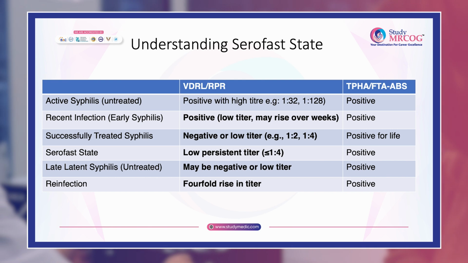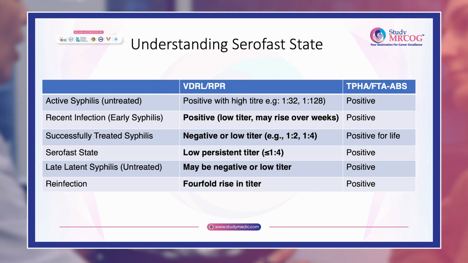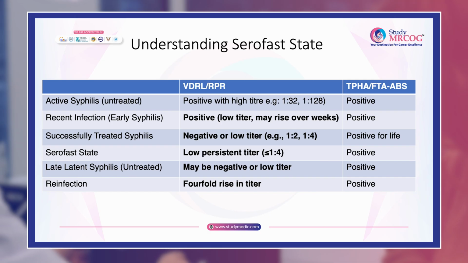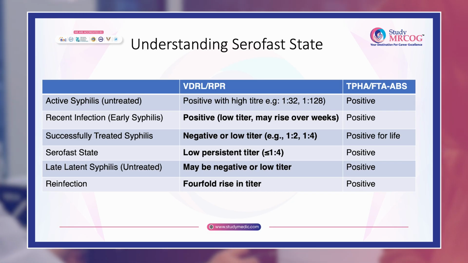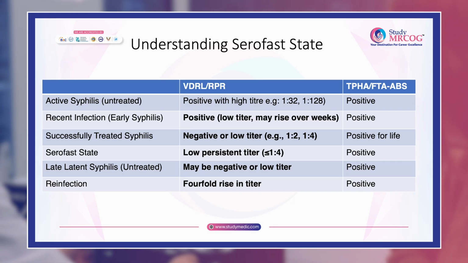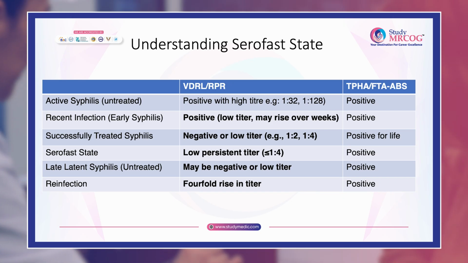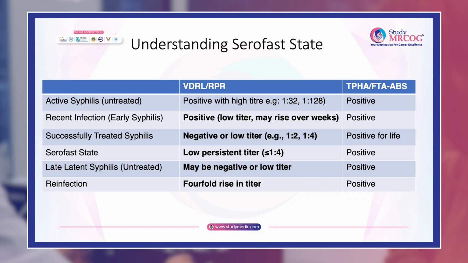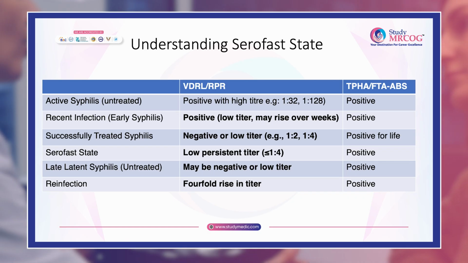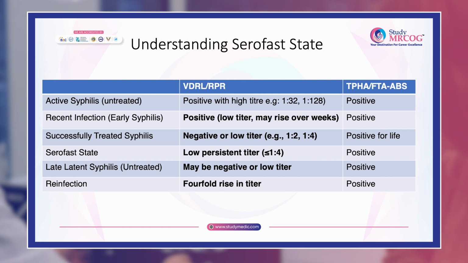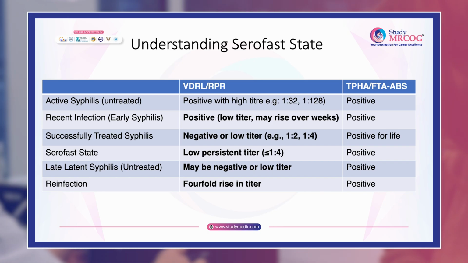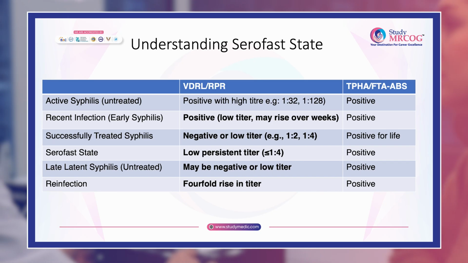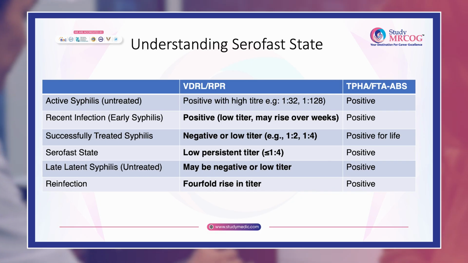Now we come to a condition called the serofast state, which is actually becoming an exam favorite. Here, the VDRL levels start falling after adequate treatment, but they do not become negative. They plateau at a low level and go below 1:4 and sometimes 1:2. But there are no symptoms, and this does not imply reinfection. This is not treatment failure, and this does not require treatment. So this is known as the serofast state, where the levels of VDRL are plateauing.